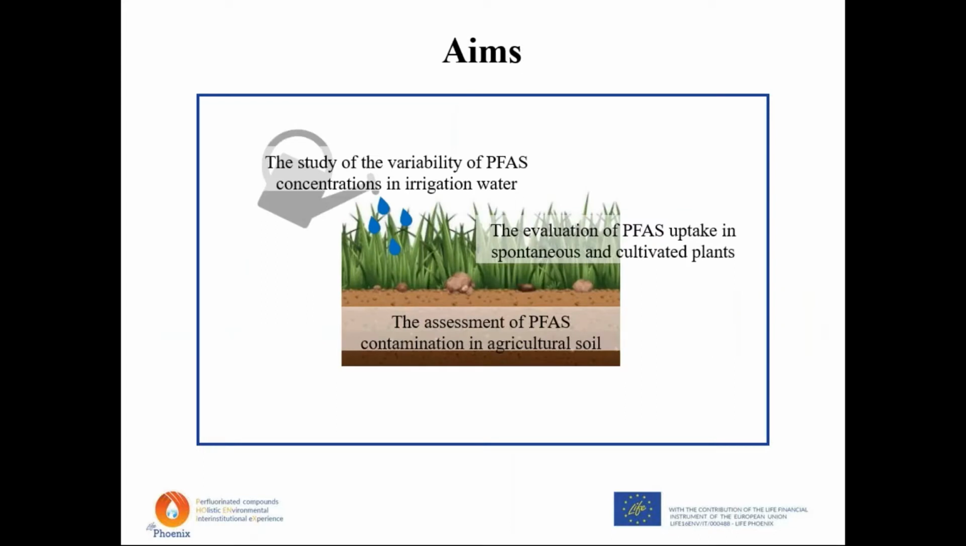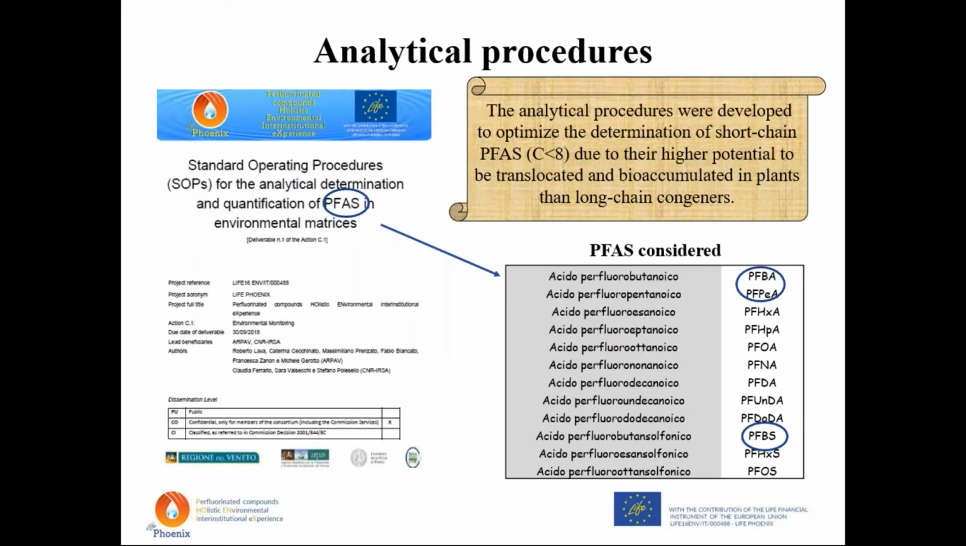This monitoring program aimed to reach 3 different goals: to study the variability of PFAS concentration in irrigation water, to assess PFAS contamination in agricultural soil, and to evaluate PFAS uptake in spontaneous and cultivated plants. All samples have been analyzed by methods that were redefined and optimized at the beginning of the project. Indeed, the analytical procedures were developed to optimize the detection of short-chain PFAS, due to their higher potential than long-chain congeners to be translocated and bioaccumulated in plants.